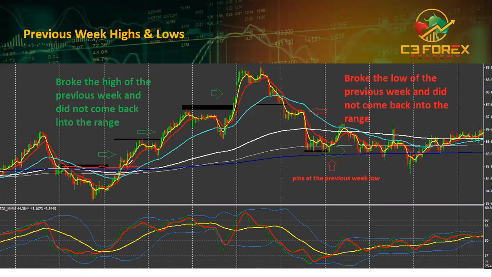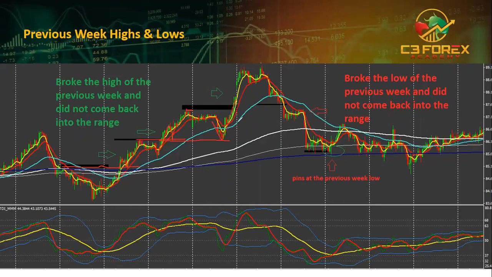It breaks the high, comes back down, retests the high, and gets out of it. This is the high. It broke the high. What happened? Came back down, retested the high, and got out of it. This is the high of this week. It breaks the high, goes all the way over, comes back down, retested the high of the previous week, and got out of there.